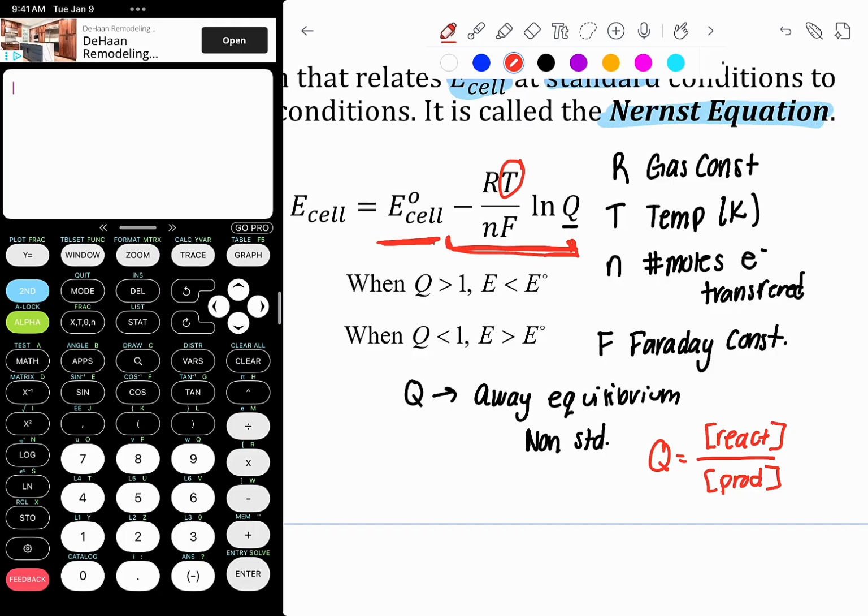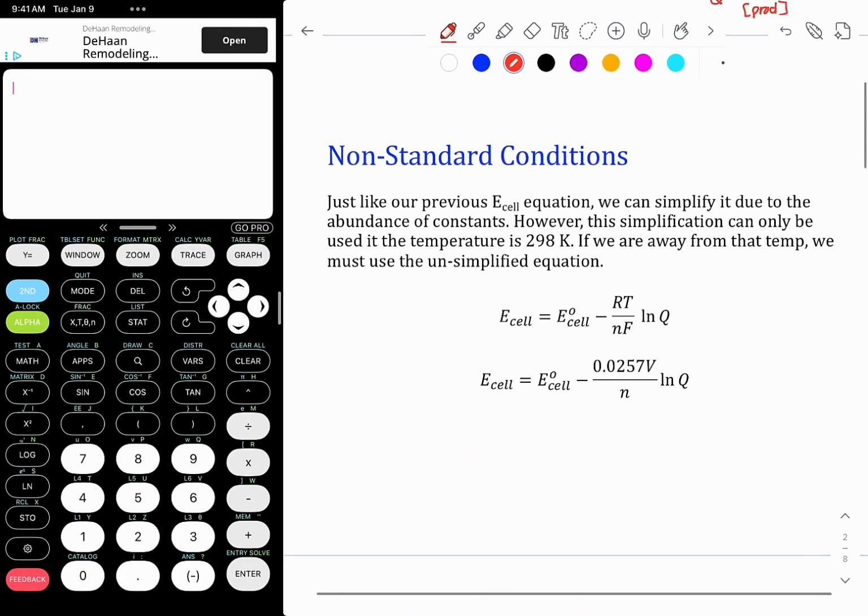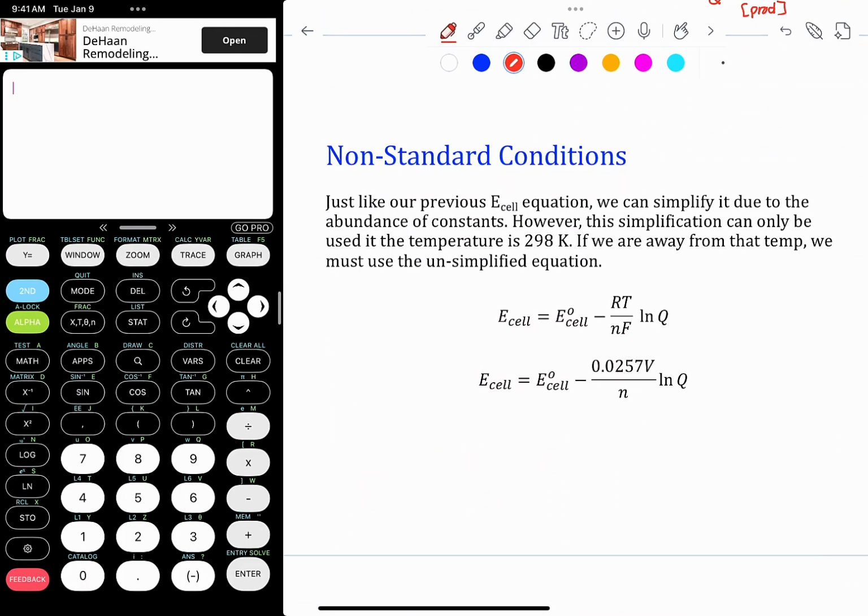But if you ever came across a problem where you weren't at 298 Kelvin, then you would have to use this equation, the Nernst equation, because you would be away from your standard conditions. So just like our previous E-cell equation that we talked about when we were talking about spontaneity in reactions, we can simplify the Nernst equation due to our constants that we have.